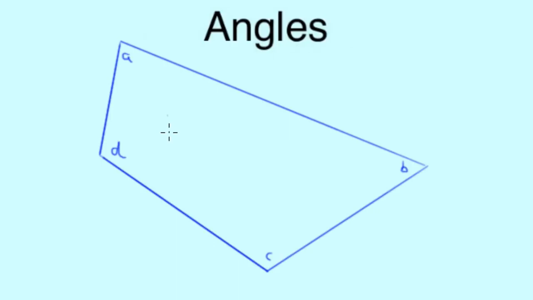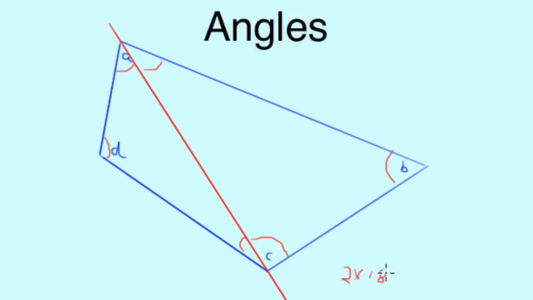Now, to prove how many degrees there are in angles within any quadrilateral, that's a shape with four sides, all we need to do is draw a line from two opposite points, giving us two triangles. And from that, we know that both triangles will have 180 degrees within them, so 2 times 180 makes 360, therefore there are 360 degrees within any quadrilateral.